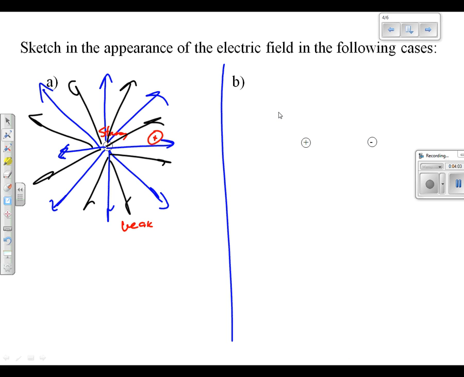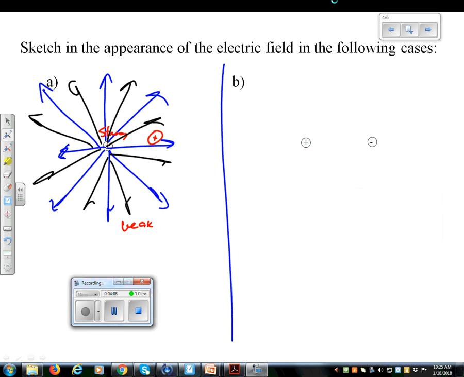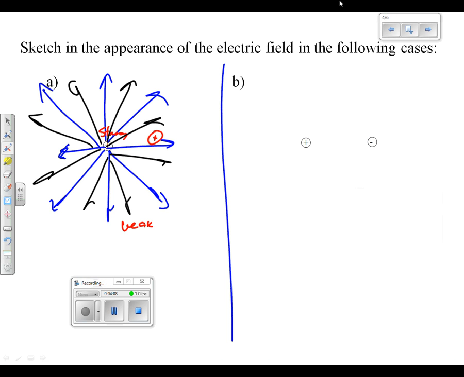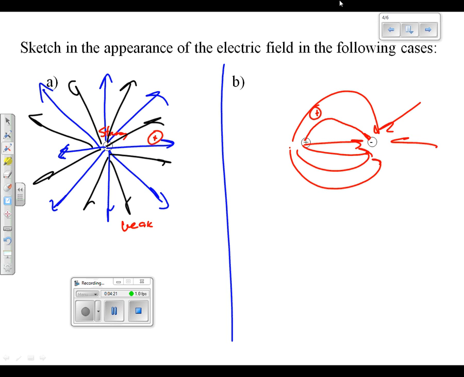What if you've got a positive and a negative, like this one over here? Again, bring in your positive test charge. It's going to be pushed away from positive and towards negative. So you're going to draw all these lines away from positive and towards negative. Does that make sense? That's literally it. Away from positive and towards negative. All the arrows are pointing away from positive and towards negative.